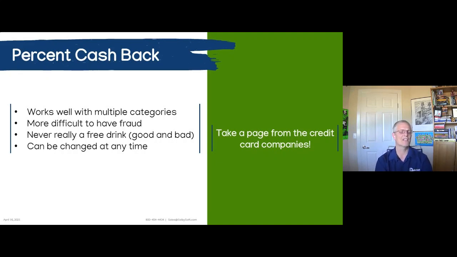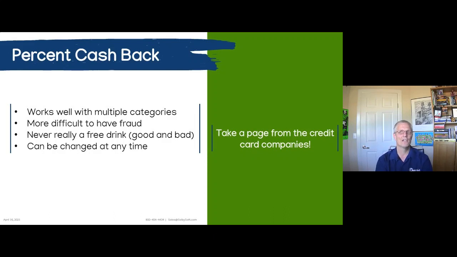They've been doing this for many years, right? 10% cash back, 1% cash back, whatever. In the restaurant industry, I typically see 10% cash back. Some people will do 7 or 5. Some people will change it depending on the category. So it does work well with multiple categories.